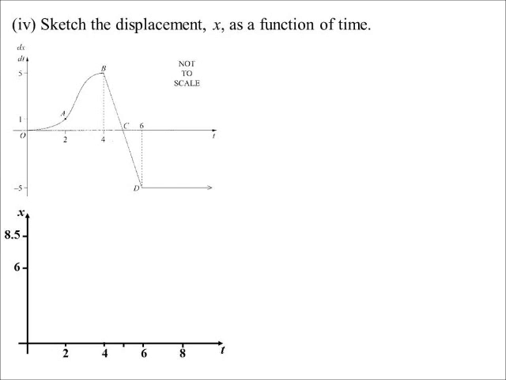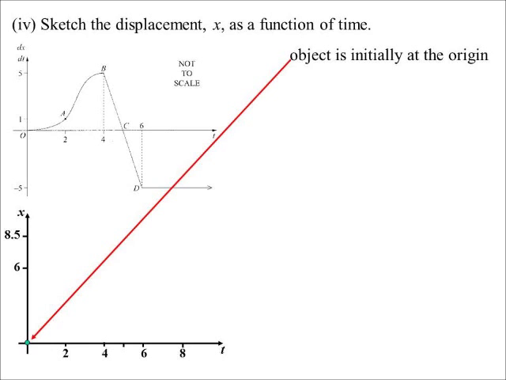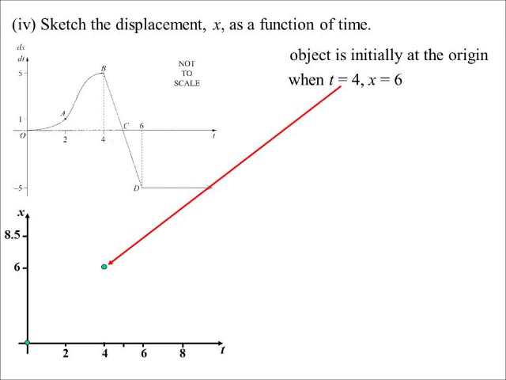Why have I marked off 8.5? Anyone got a clue why I picked that? Oh, that's the highest, greatest displacement. Yeah. See, if I add on the area of that triangle, the triangle is 2.5, base times height. So I know I'm going to go up to 8.5. Let's plot some points to get an idea. So they told me the object is initially at the origin. Okay? So I'll mark that point in. We found out, using Simpson's rule, that when t equals 4, the displacement was 6. So I'll mark in the point 4,6.